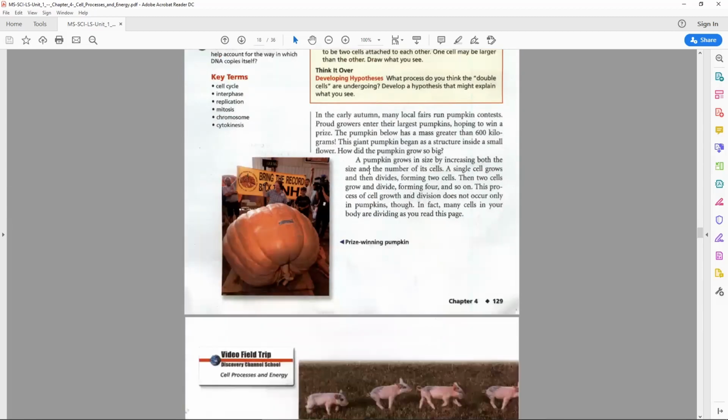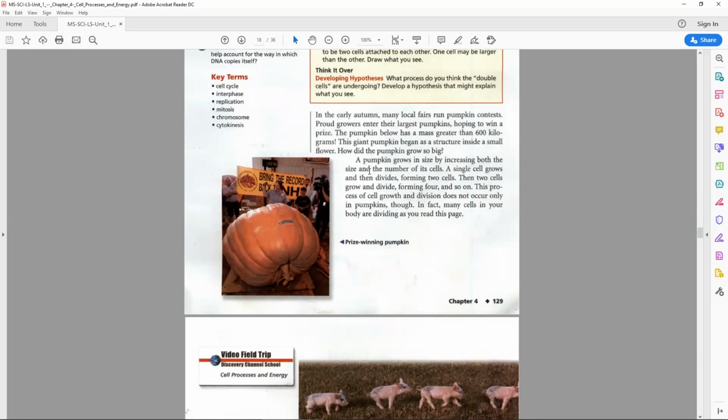Okay, page 129. In the early autumn, many local fairs run pumpkin contests. Proud growers enter their largest pumpkins hoping to win a prize. The pumpkin below has a mass greater than 600 kilograms. This giant pumpkin began as a structure inside a small flower. How did the pumpkin grow so big?